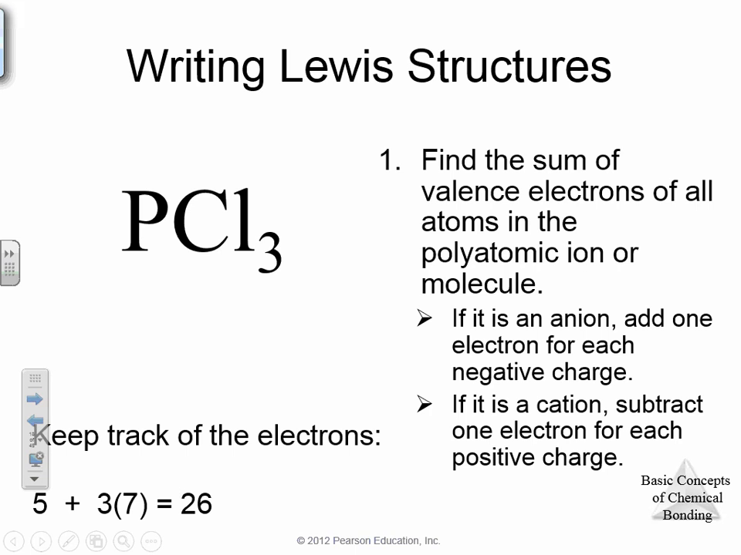So when we write Lewis dot structures, we have an example here like PCl3. You're going to find the sum of valence electrons for the entire molecule. So if you look on the bottom here, phosphorus has 5 electrons. There are 3 chlorines with 7 electrons. We have a total of 26 electrons. So we have to account for 26 electrons in this compound when we do this.